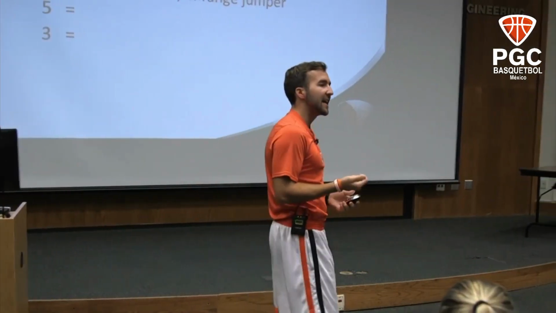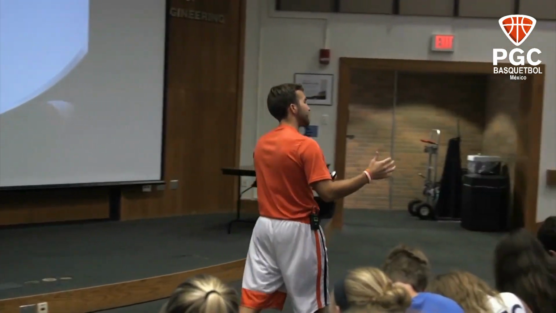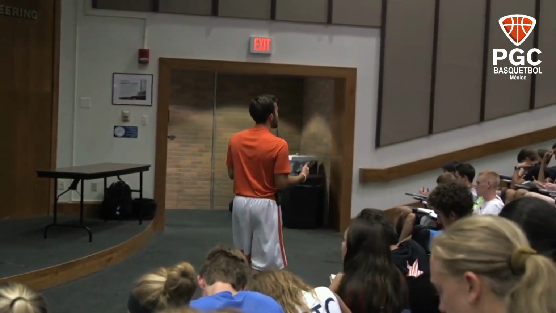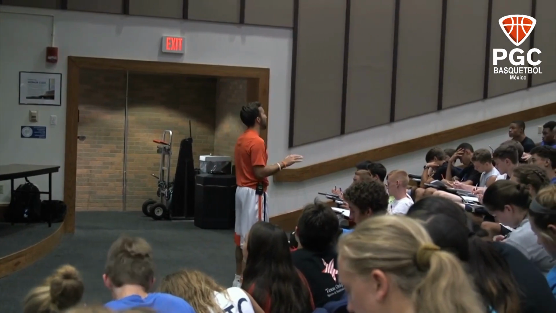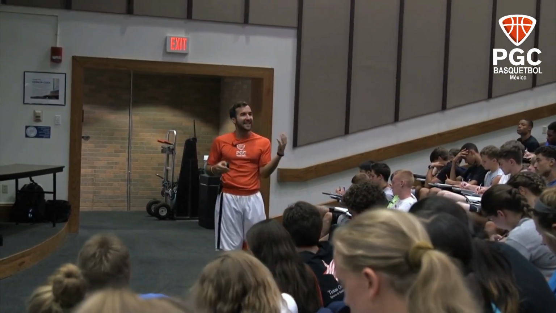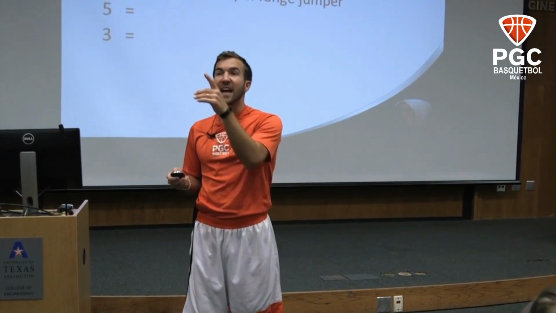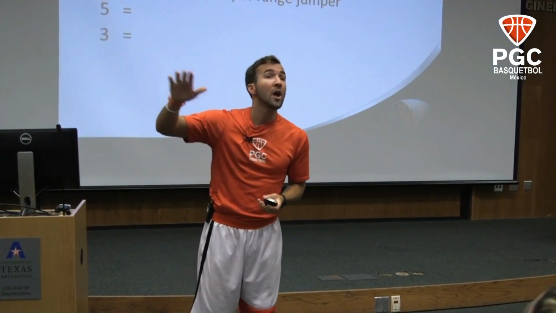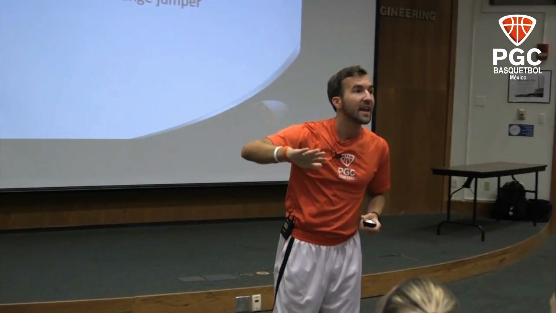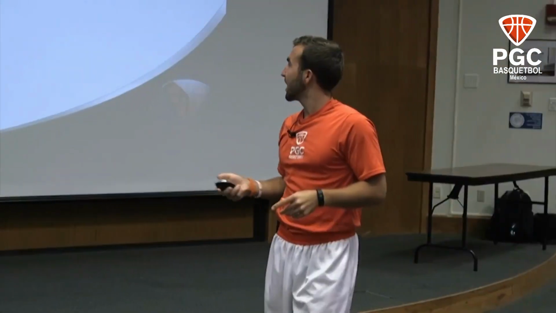Now, if a 9 is an uncontested layup, an 8 is a contested layup, and a 7 is an in-range uncontested jumper, what might a 6 be? Cole, what might a 6 be? A contested in-range jumper or an uncontested what? Out of range jumper. Okay, so that would be a 6.